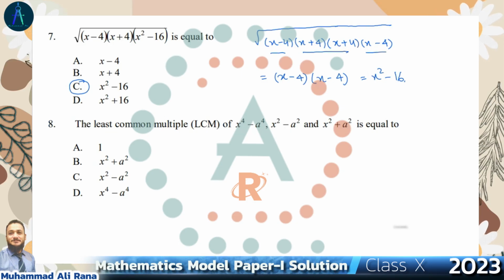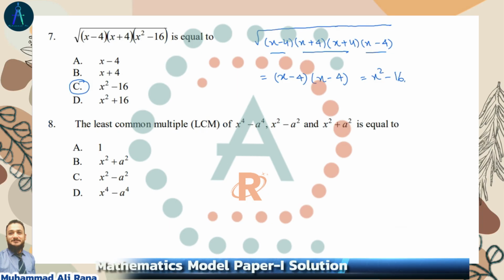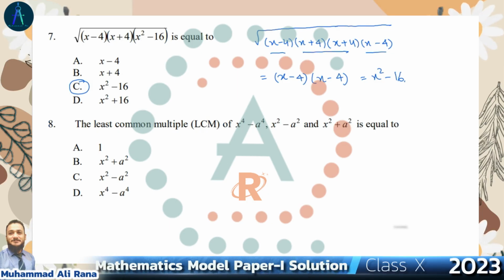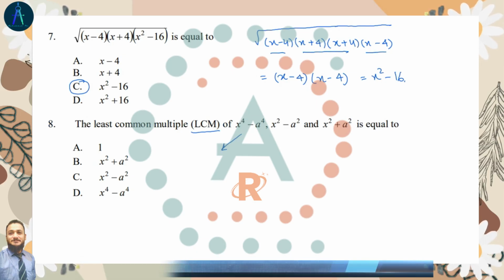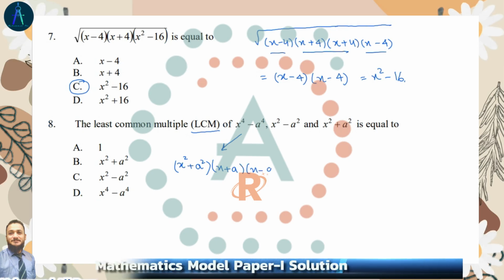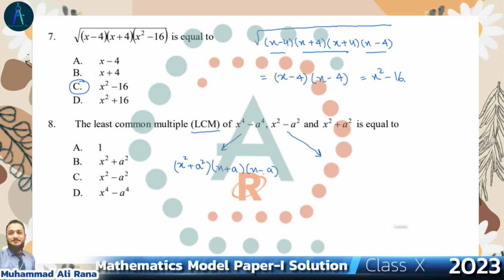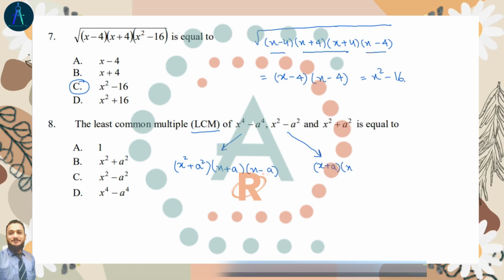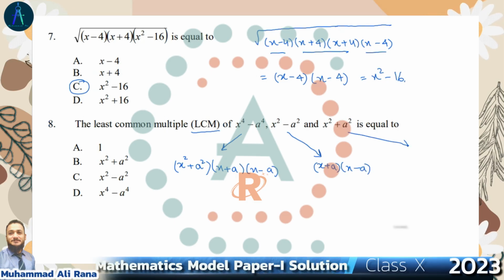The least common multiple of x4 minus a4, x square minus a square and x square plus a square. So we have to calculate the LCM, so we form the factors of all three expressions. So x4 minus a4 will be equal to (x2 plus a2)(x plus a)(x minus a). Similarly, if we form the factors of the second expression, we will get x plus a and x minus a. And the factors of the third expression will be x square plus a square as it is.